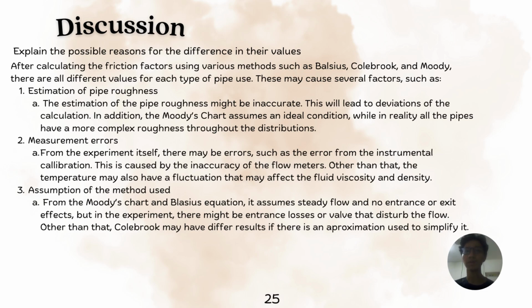From the experiment itself, there may be an error such as the error from the instrumental calibration. This is caused by the inaccuracy of the flow meters. Other than that, the temperature may also fluctuate, which may affect the fluid viscosity and density.